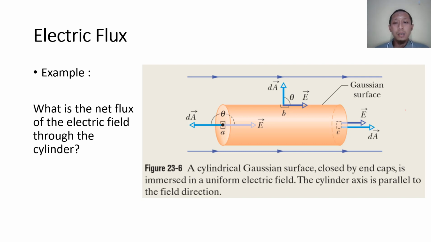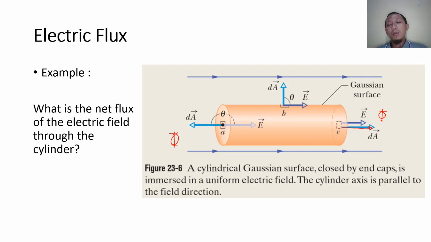Example: this is a cylindrical Gaussian surface closed by end caps. What is the net flux of the electric field through the cylinder? It's similar to the previous example. To solve this, we have to calculate all the sides of the Gaussian surface. So here, what is the total flux? And here, what is the total flux? And also on the cylinder surface like this one.